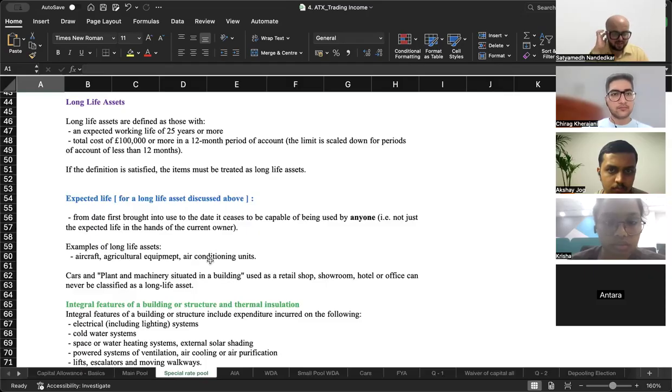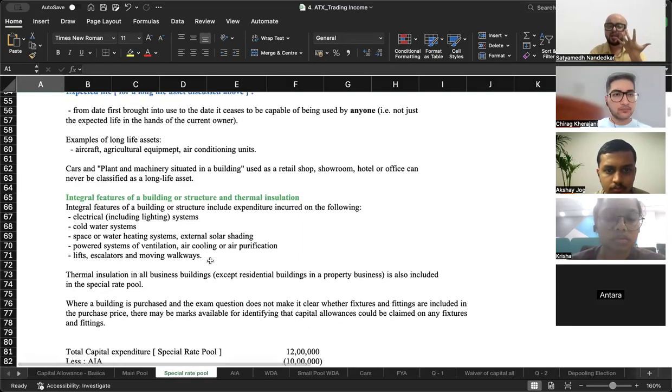Cars and plant and machinery situated in a building used as a retail shop can never be classified as a long term asset or a long life asset, 25 years or more and value 1 lakh or more. Then what are integral features of a building in the United Kingdom?